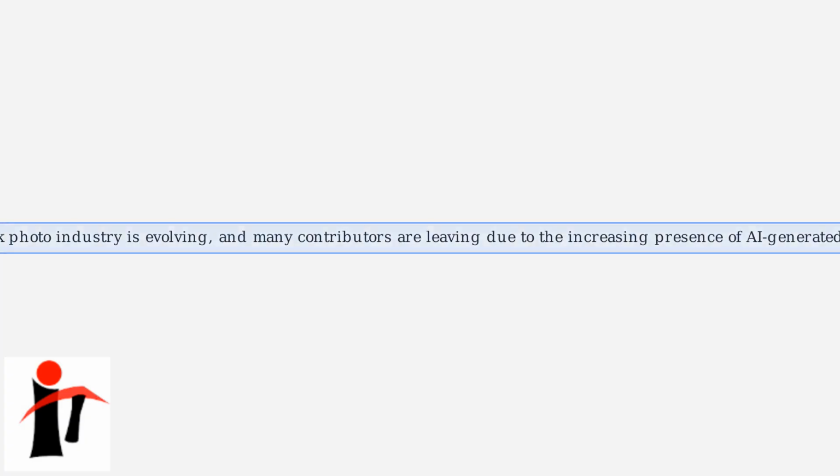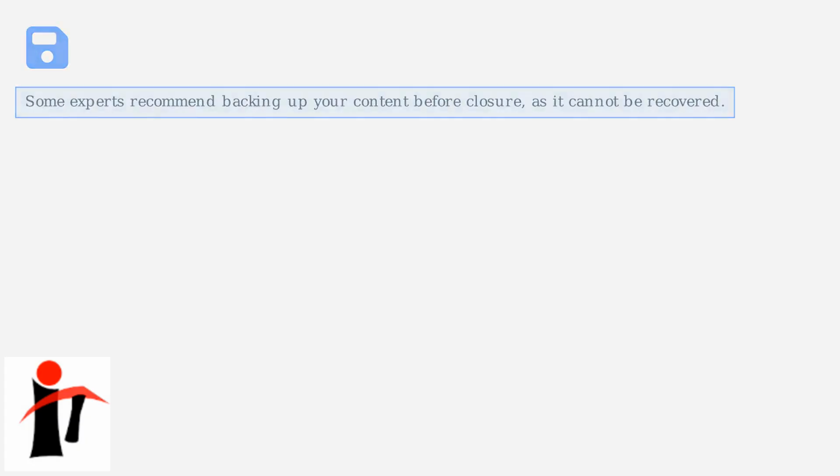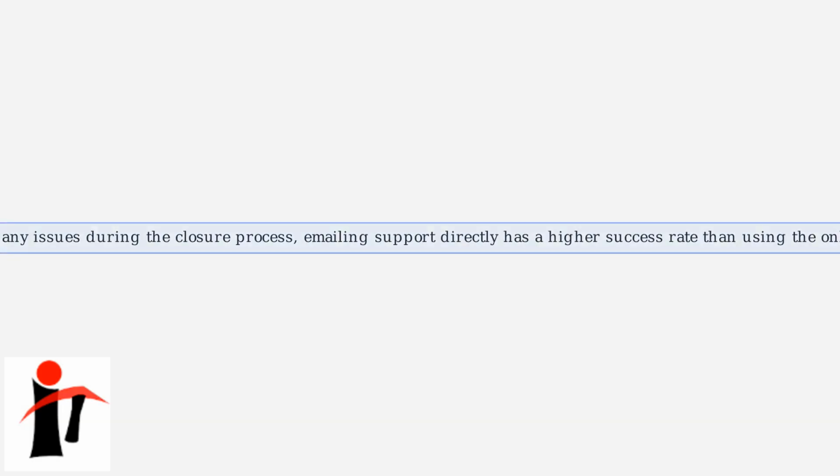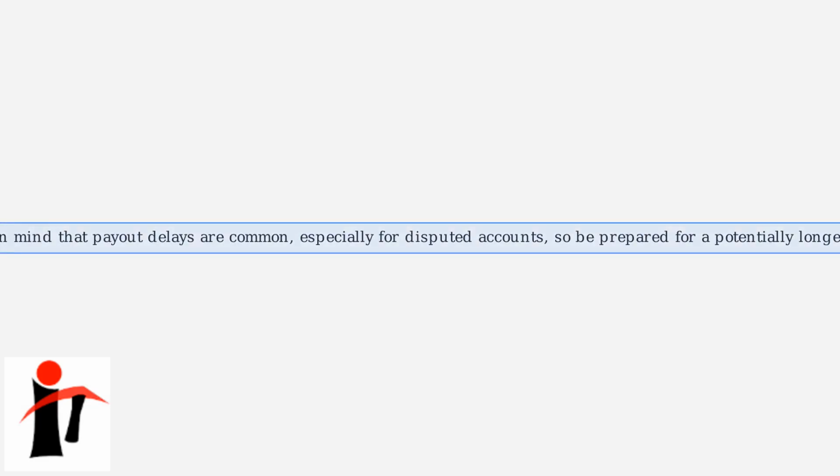Also, be aware that the stock photo industry is evolving, and many contributors are leaving due to the increasing presence of AI-generated content. Some experts recommend backing up your content before closure, as it cannot be recovered. If you face any issues during the closure process, emailing support directly has a higher success rate than using the online forms.